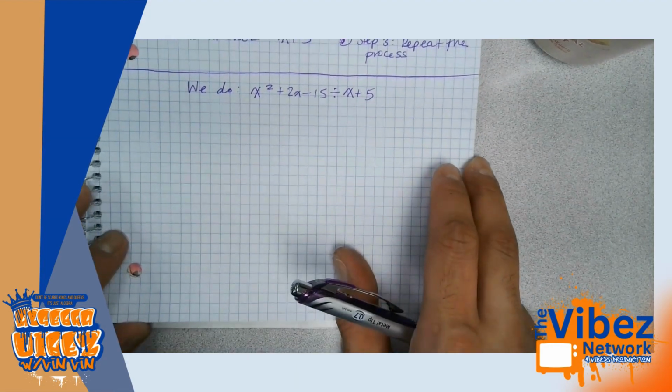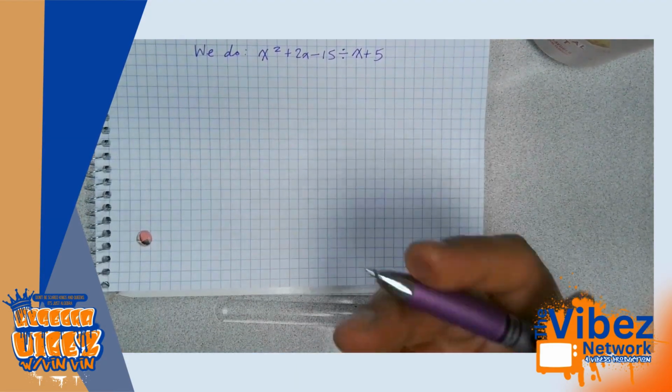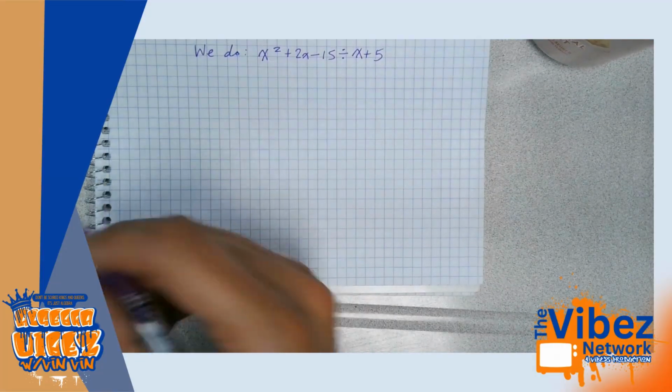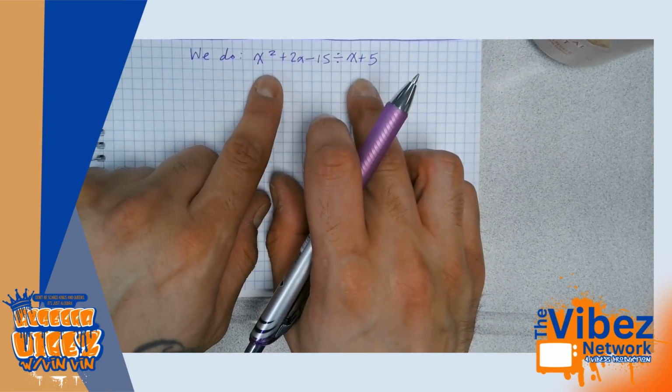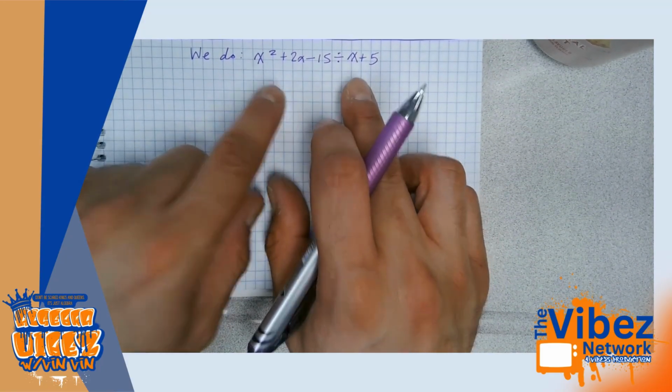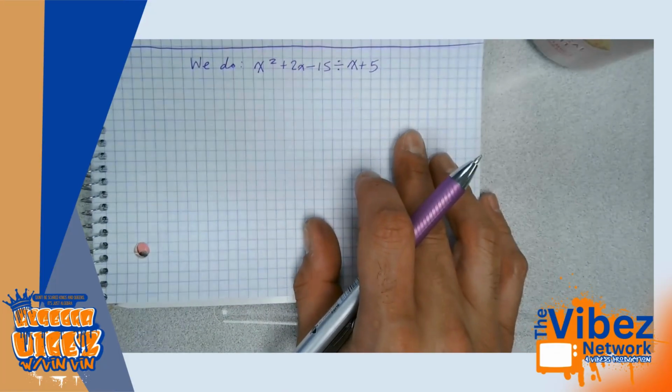All right, so this is a we do, and I want you guys to, obviously we're going to do it together, but I kind of want you to do it as well. First thing I want you guys to do is set this up. How would you set this up to divide? So do that first. I'm going to pause the video, and then I'm going to come back with how I would set it up.